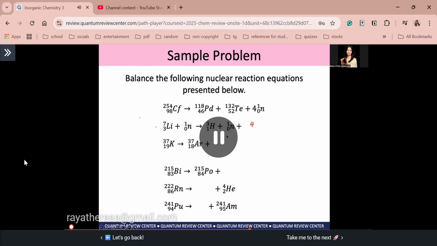Tapos, check mo yung atomic numbers. Sa left side, 3 plus 0, 3 ang total. Sa right side, 1 plus 0, 1 ang total. So, kulang ako ng 2 pa para maging balance. Okay? So, familiar na to. Dapat, di ba? Gagawin ko, tingin HT to. So, balance na ang equation. So, this is basically the alpha decay of lithium atom.